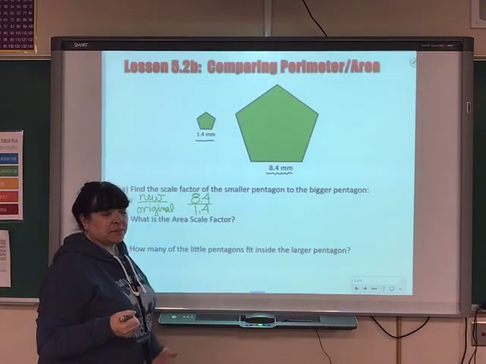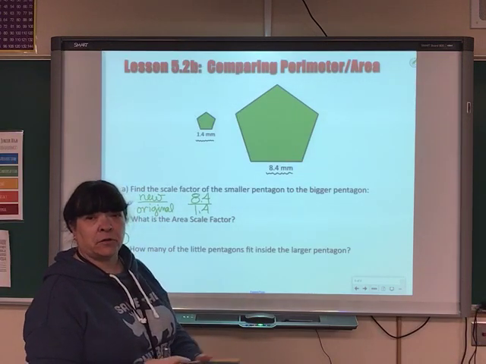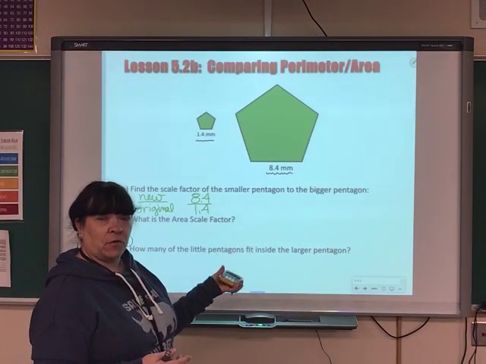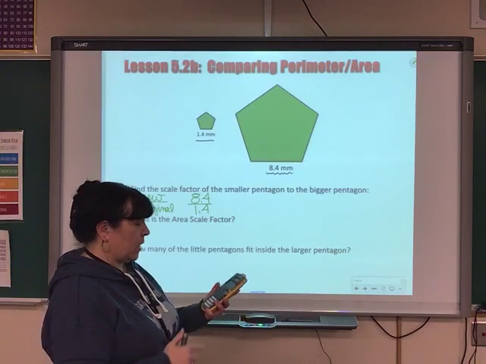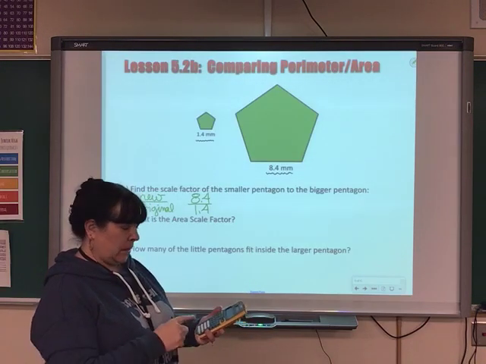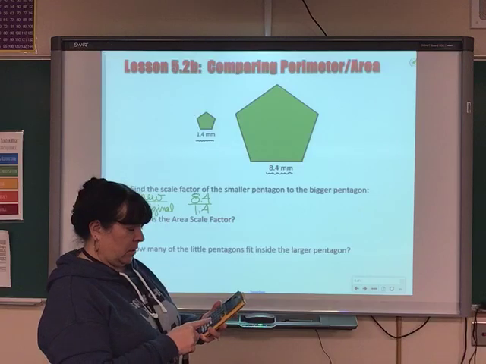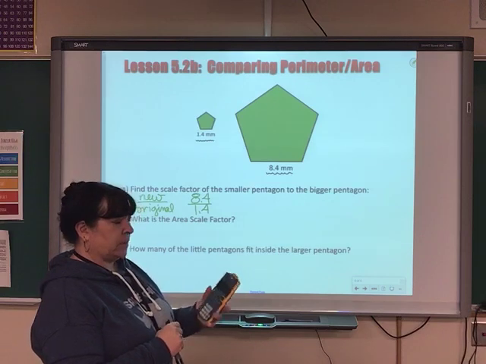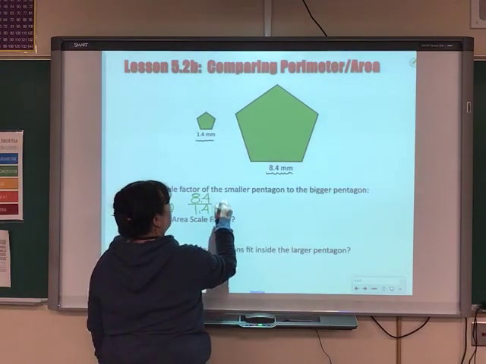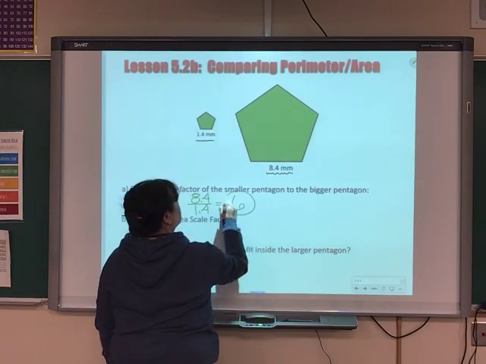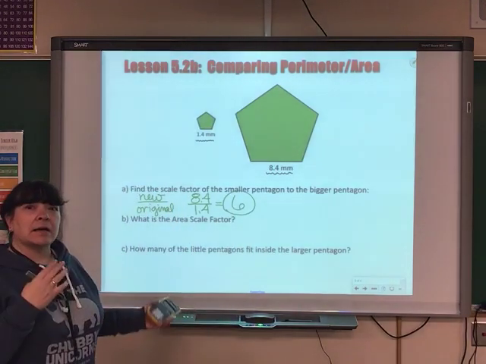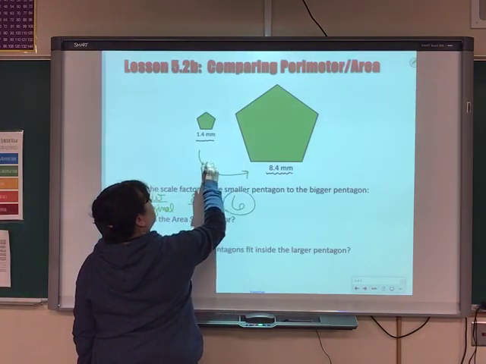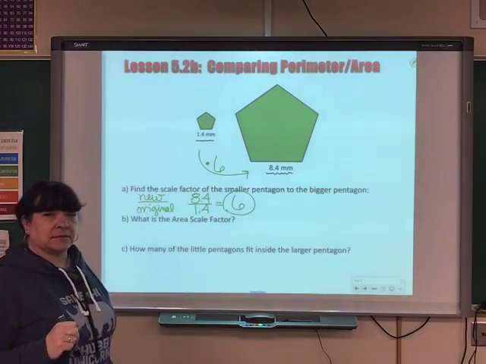Now, since they're decimals, basically the easiest thing we would do is grab a calculator and look at how many of 1.4 fits into 8.4. So if you do that on your calculator and you say, I'm trying to figure out 8.4 divided by 1.4, you end up getting the magic number of 6. So our scale factor is 6. Everything here was multiplied by 6.